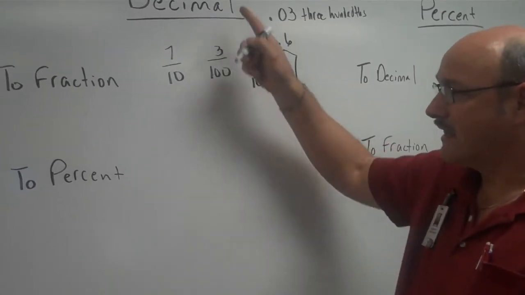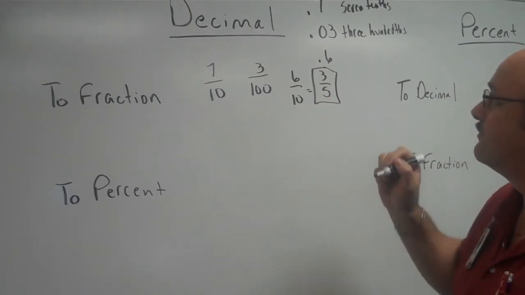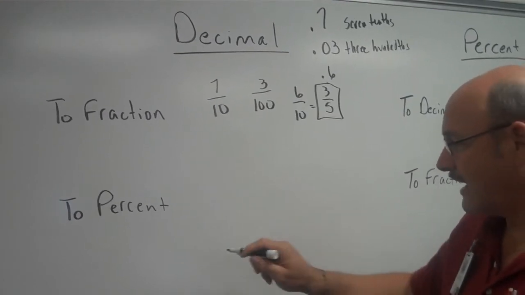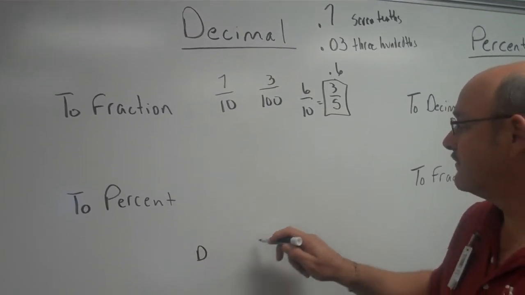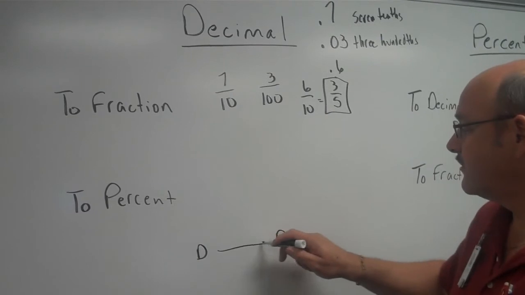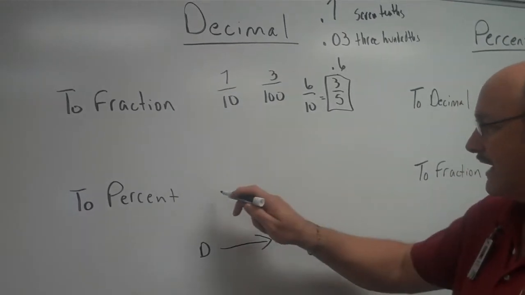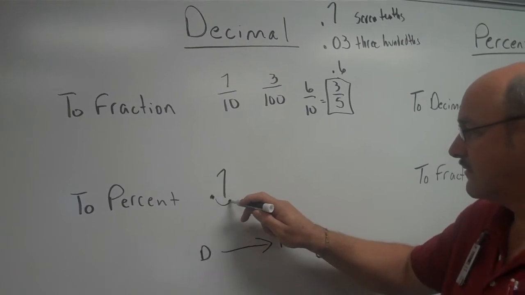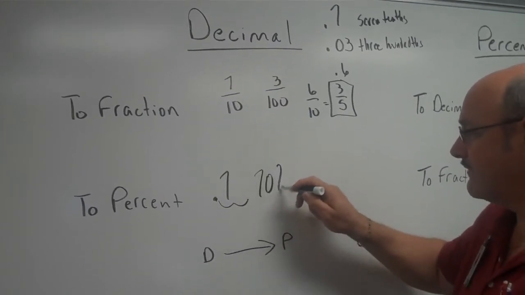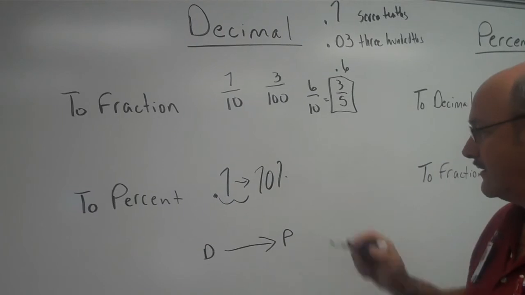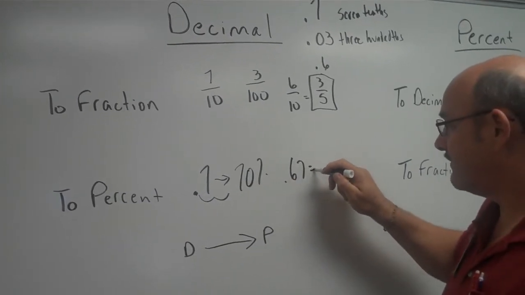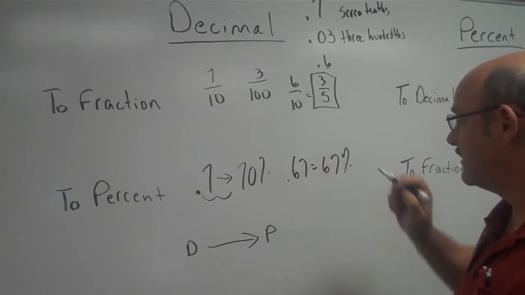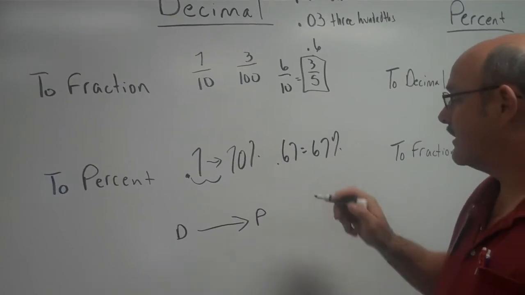Okay, decimal to percent, super easy. Think of alphabetically, when you're going from decimal to percent, you're going to the right. So if you have a decimal number, go right 2 places, 1, 2. 0.7 is 70%. 0.67 is 67%.